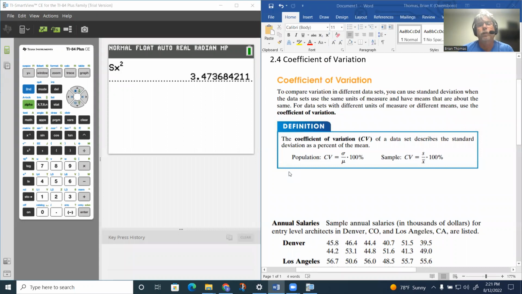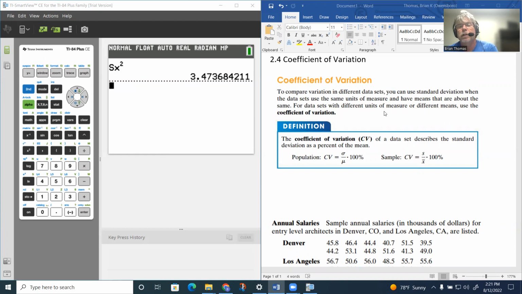So this topic is also in measures of variation. Another way we can compare things and measure things is what we call the coefficient of variation. In your PowerPoint, you may have come across this coefficient of variation. To compare variation in different data sets, you can use the standard deviation when the data sets use the same units of measure and have means that are about the same. For data sets with different units of measure or different means, use the coefficient of variation.